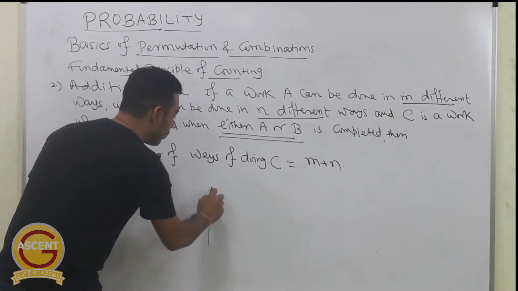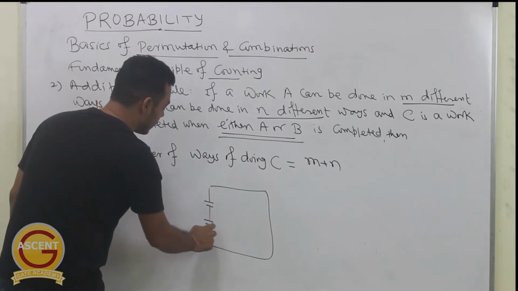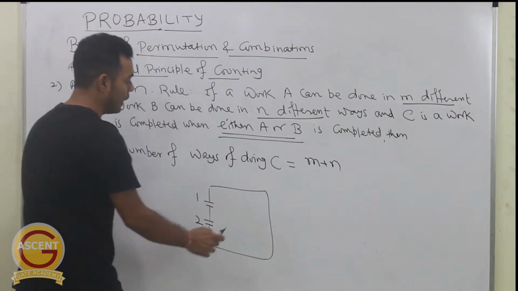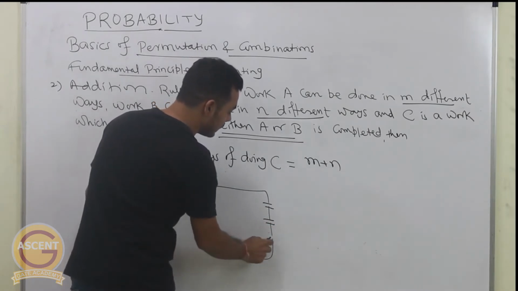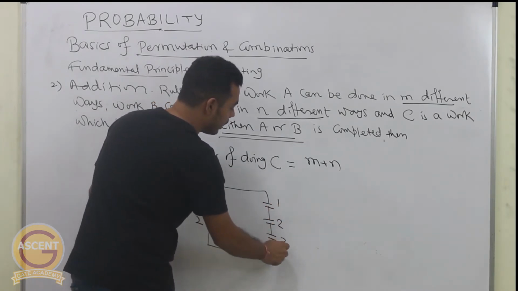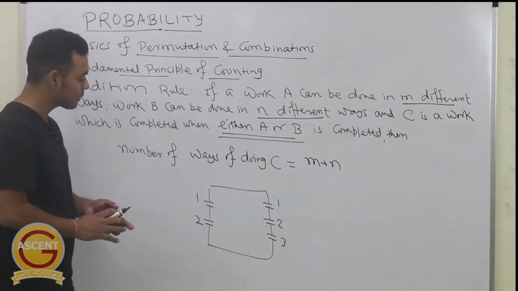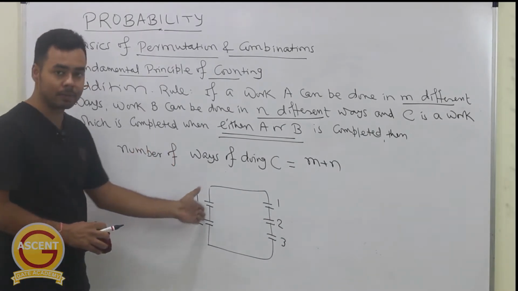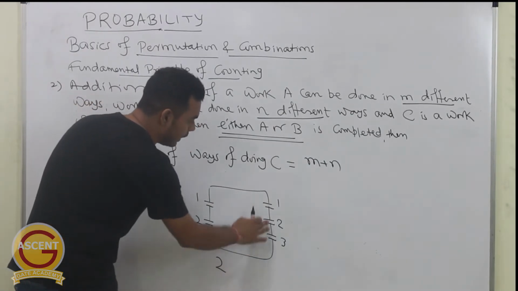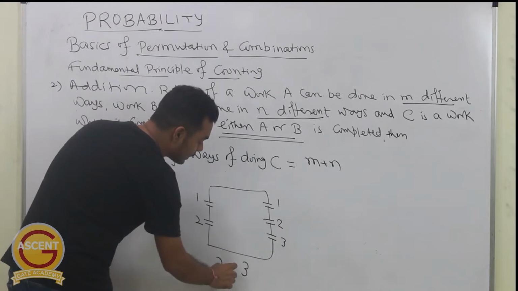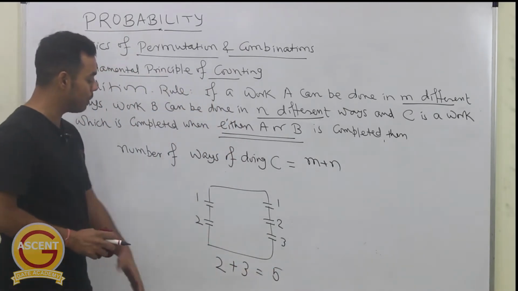Suppose I have a room and there are 2 gates on the left side, these are the 2 gates, 1 and 2, and there are 3 gates on the right side, these are the 3 gates, 1, 2, 3. Now if I ask you how many ways there are to enter the room, you can enter either from the left side or from the right side. There are 2 ways to enter from the left side and 3 ways to enter from the right side. So the number of ways of doing this work will simply be 2 plus 3, which is 5.